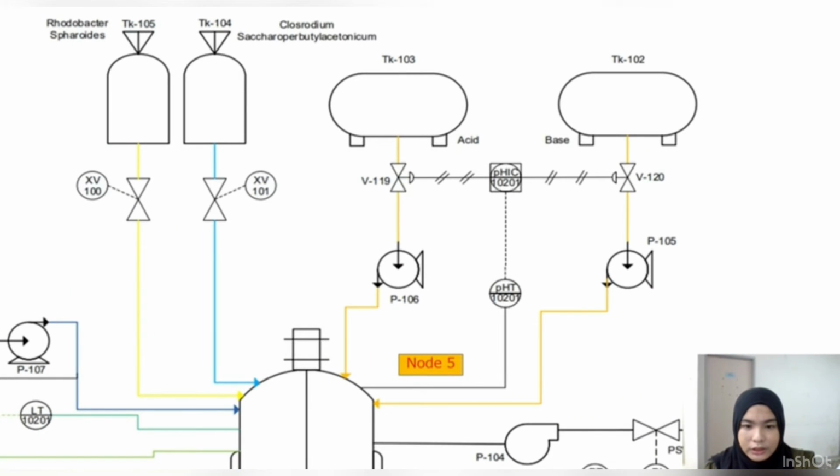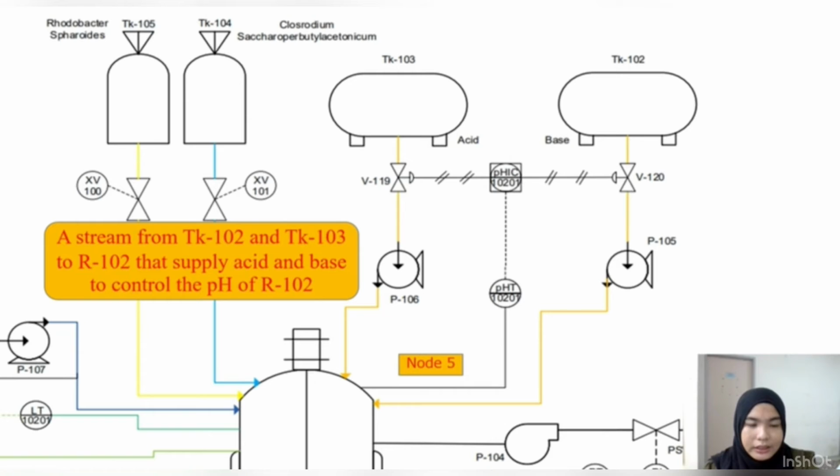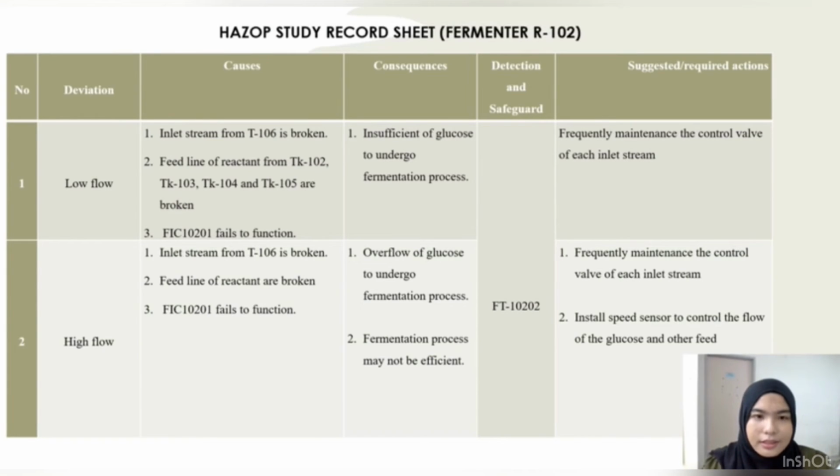We go for the last node, which is node 5 in orange color. Here a stream from TK102 and TK103 to the fermenter supplies acid and base to control the pH of R102, which is the bioreactor itself. Here we measure the parameter of pH. This table shows the hazard study record sheet for fermenter R102.